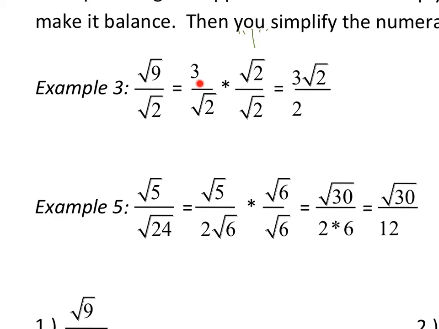Square root of 2 times itself, remember the square root will always cancel out, and it just leaves me with 2. So now the radical is not in the denominator anymore, and I am super happy.